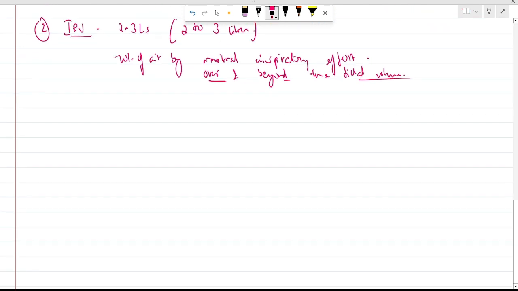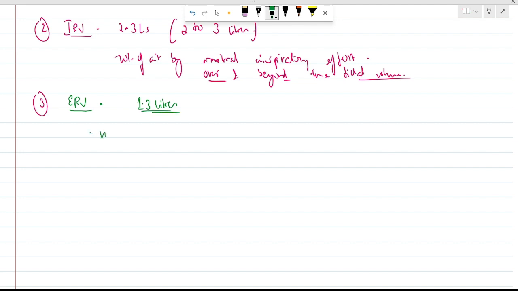Very simple to understand. We tend to forget most of the things here. We think it's difficult, but it's very simple. Moving on, we'll change the color, matching the graph color. First is inspiratory reserve volume, then ERV, expiratory reserve volume. The value here is 1.3 liters. This specific exact value.